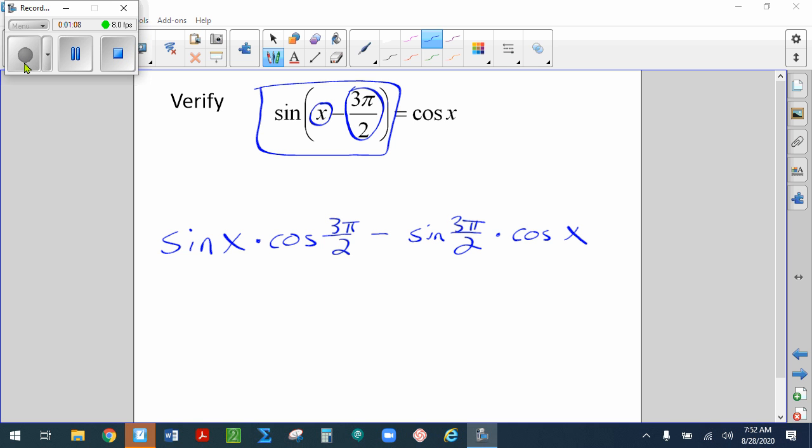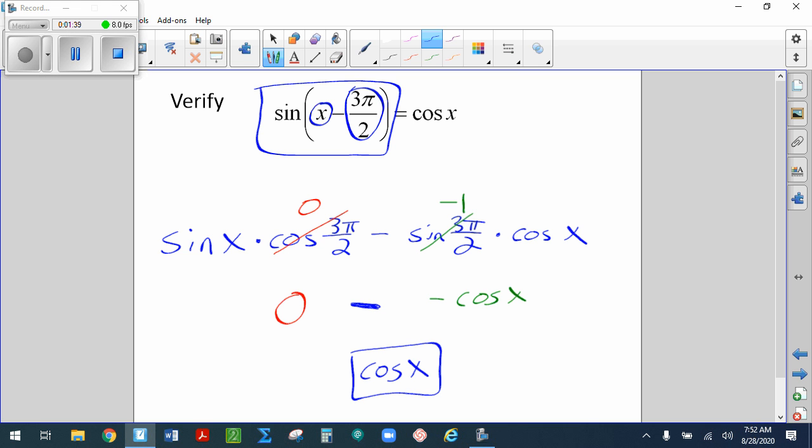Okay, so once I've written out the basic identity, then I just evaluate what I can evaluate. So cosine of 3 pi over 2 is 0. 0 times sine x is 0. Sine of 3 pi over 2 is negative 1. Negative 1 times cosine x is negative cosine x. And I'm subtracting those. So 0 minus negative cosine x becomes positive cosine x.